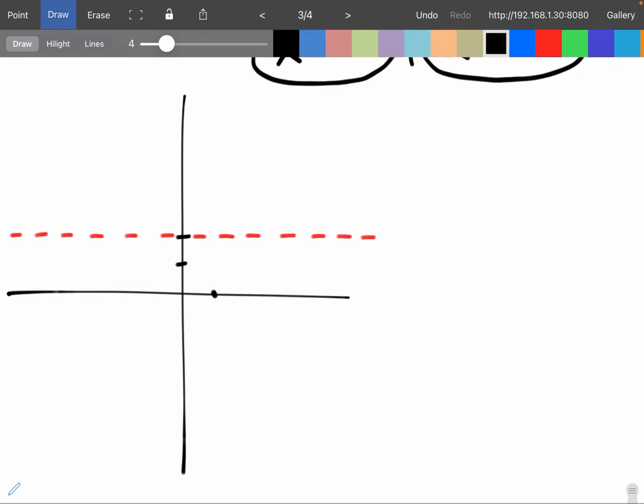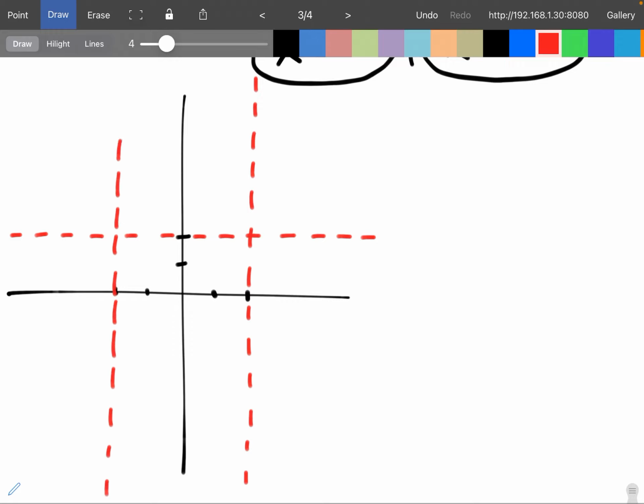So there's that. And then at x equals 2 and at x equals negative 2, I had vertical asymptotes, right? At least I think that's what I had. So that looks like this. And like this. So you can see this one's a little bit weird compared to the other ones we had.